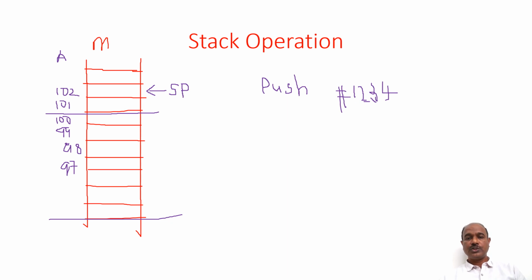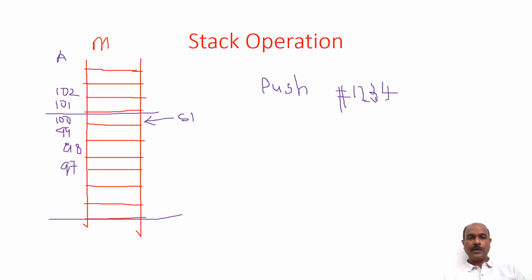When I write this push hash 1234, how will this be done by the microcontroller? Whenever I write this push instruction, the microcontroller will decrement the stack pointer by 2. Initially the stack pointer is 102. Now it will be decremented by 2 first. So 102 minus 1 is 101, then minus 2 is 100. The stack pointer will be pointing to this location. The new stack pointer address will become 100 now.